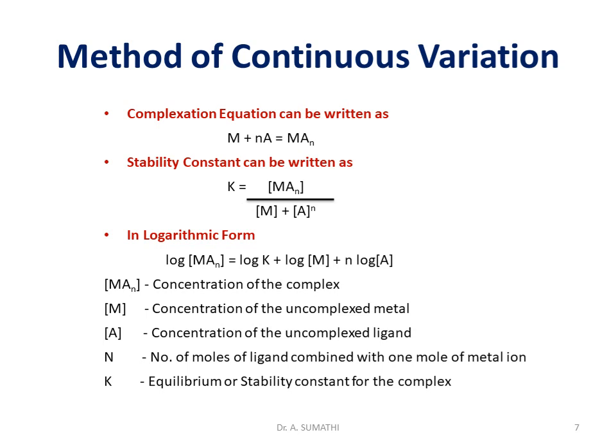From this equation, MAn is the concentration of the complex, M is the concentration of uncomplexed metal, A is the concentration of uncomplexed ligand, and n is the number of moles of ligand combined with 1 mole of metal ion. And at last, K is the equilibrium or stability constant for the complex. And this is about the method of continuous variation, which is used to analyze complex formation.